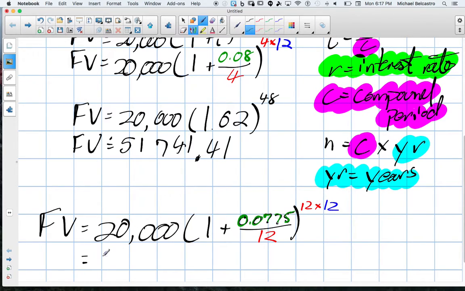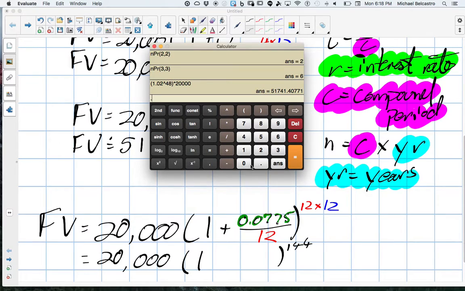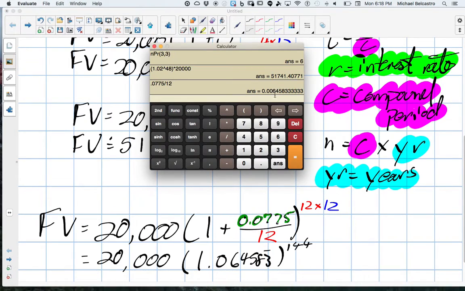This value I'm going to need a little help with a calculator to calculate. 1 something. It's going to be to the power of 144. That's what 12 times 12 is. 0.0775 divided by 12 gives us a pretty long decimal value. It's approximately 0.0645 and 3 repeating, so 0.064583 repeated. Is that what it said? Did I really just get that? I doubt it. 6458. Oh yeah, I did. Oh no, there's 2 zeros.